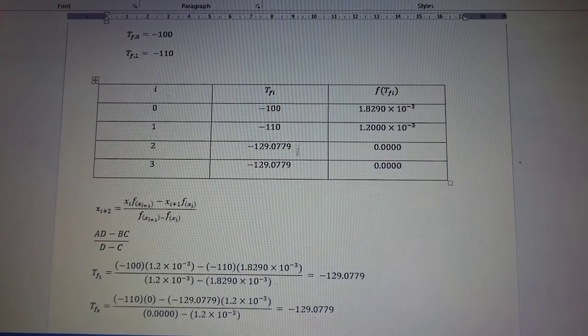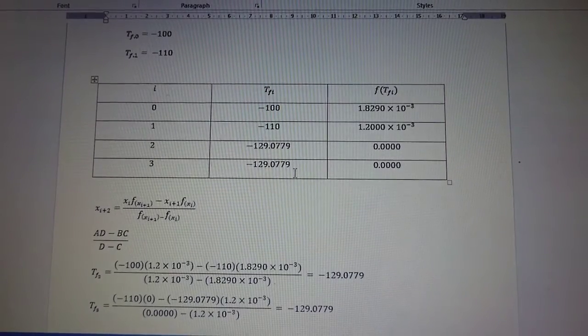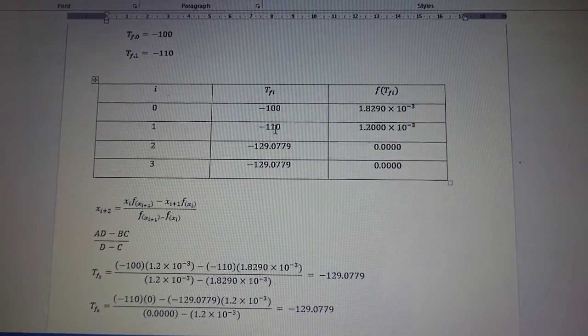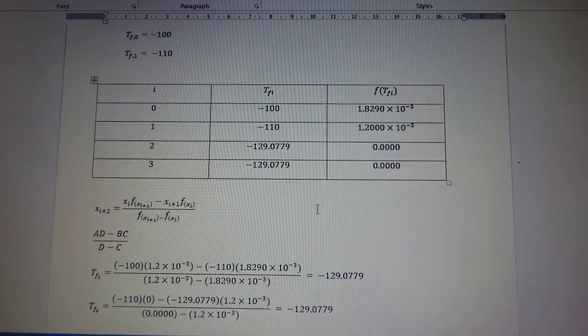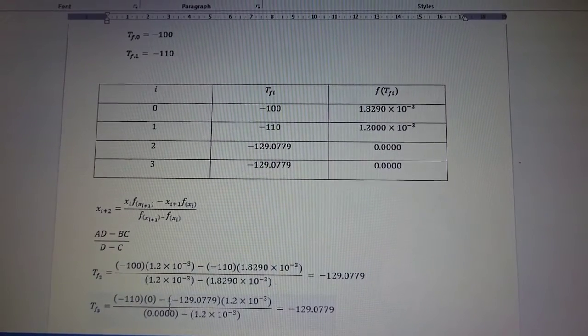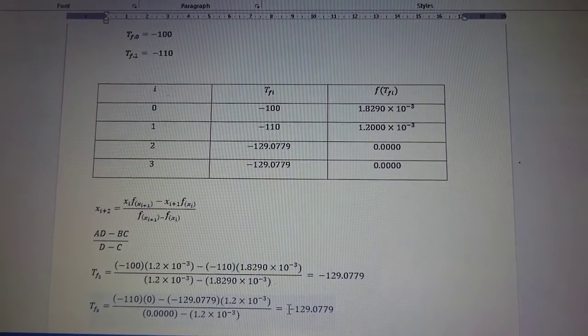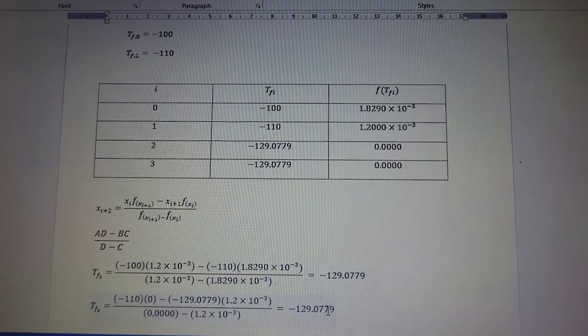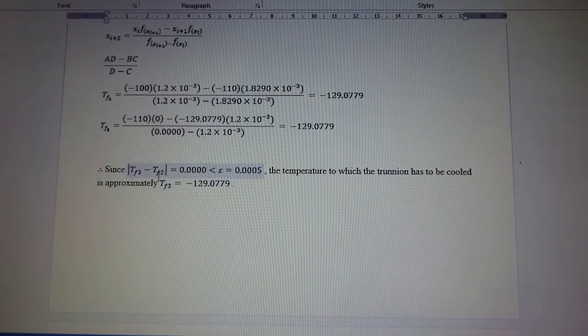We need to continue the iteration until the value no longer changes. So the new A is this one, the new B is this one, the new C is this one, and the new D is this one. We put them into the (AD - BC) over (D - C) formula, and we get the same answer, which is -129.0779.